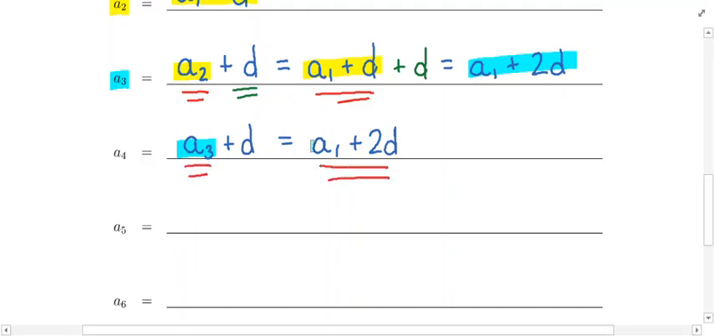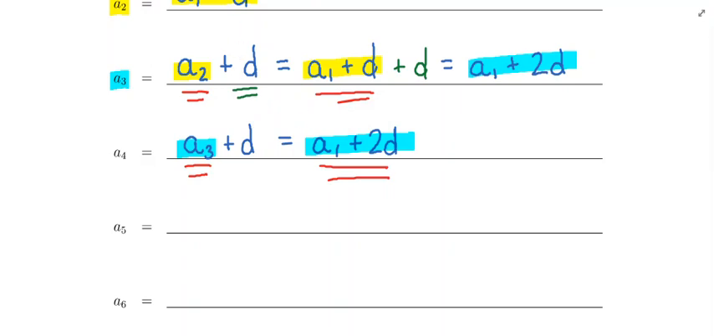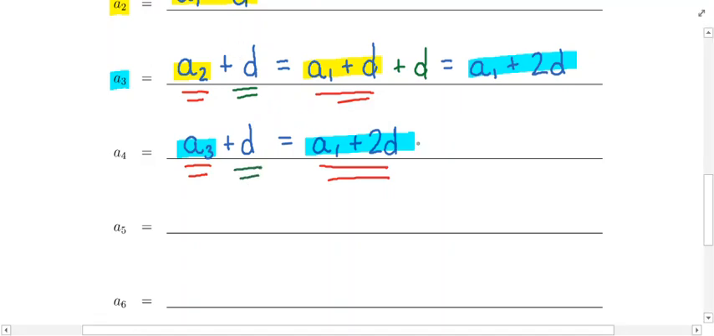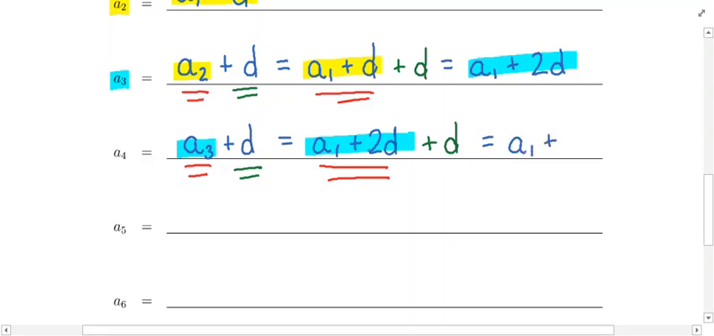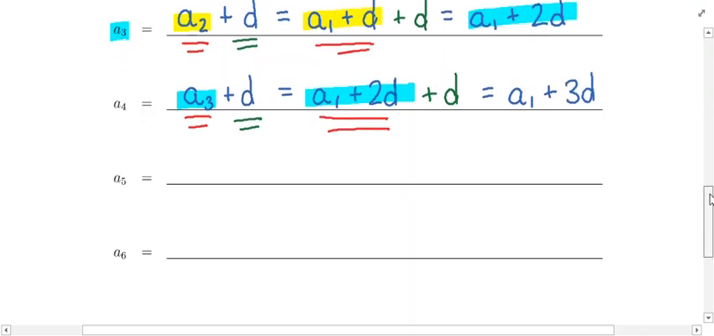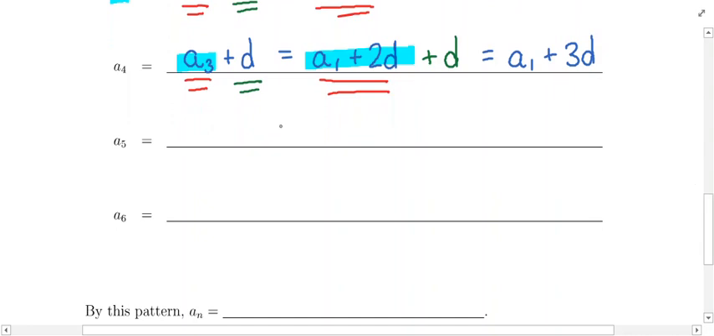This is the blue quantity, and we still have to add another D. If we simplify, we get a way to calculate A4 based on A1. A4 is going to be A1 plus, we have 2D's plus another D, that's going to be plus 3D. We keep doing this. I'll do it a couple more times.